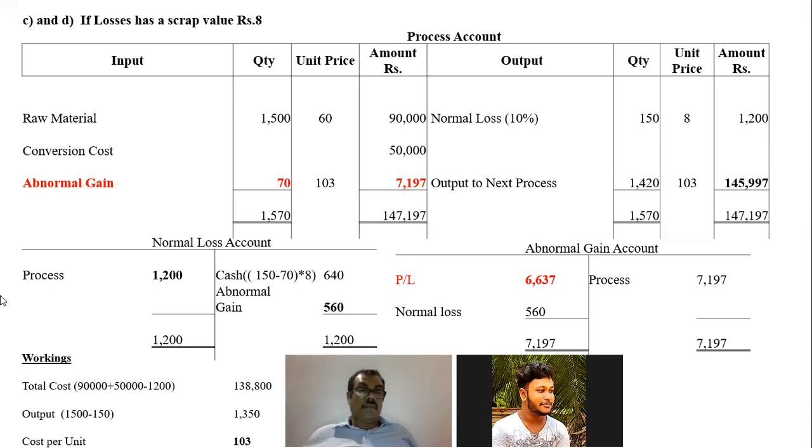However you show it in the ledger account, there is no problem in the examination. Is that clear? Either directly transferring from the process account to the abnormal gain account or from normal loss account to abnormal gain account, whatever it is.